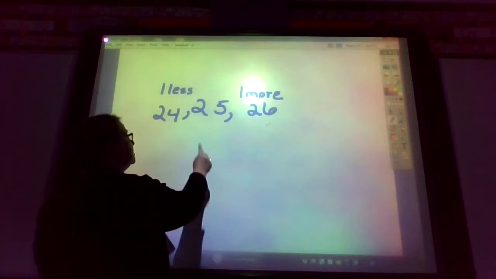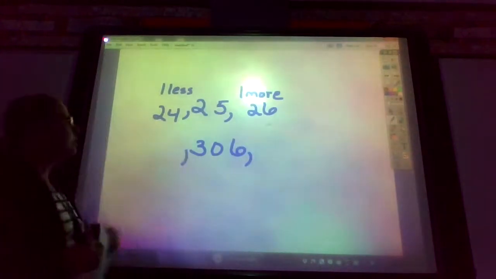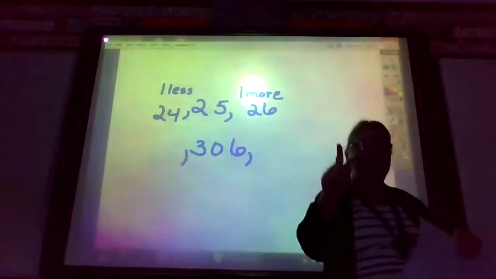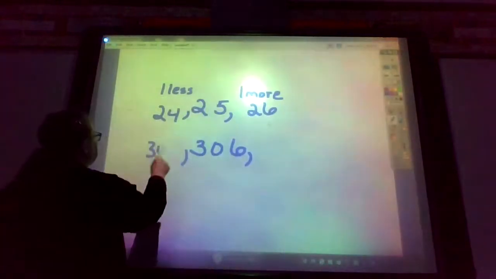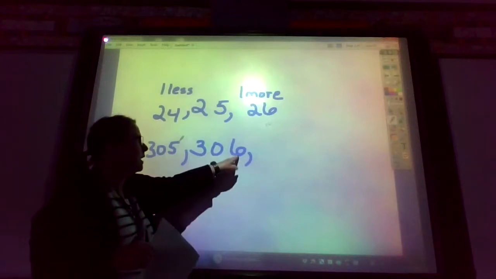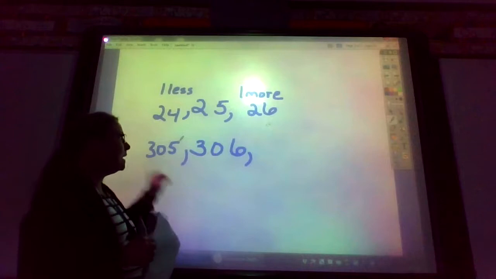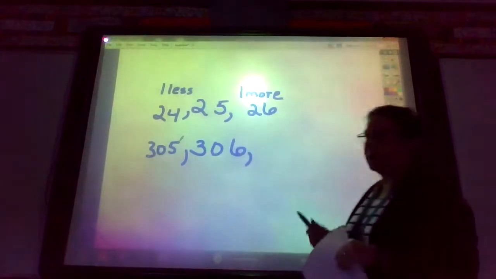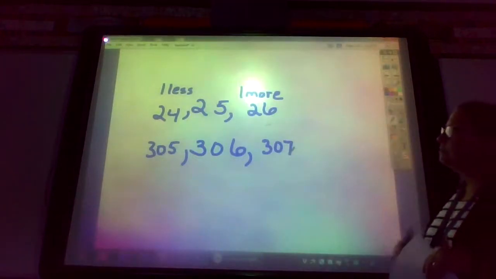Let's try another one. Let's try 306. Okay? I want one less. So if I have 306 and I take one away, I have 305. 305 would be one less. I'm taking out of the ones, only the ones. If I want one more, I'm going to add one more to the ones. So it would be 307. Okay? One more, one less.